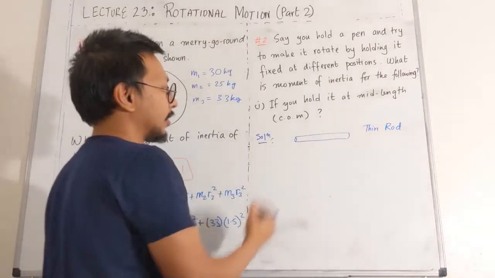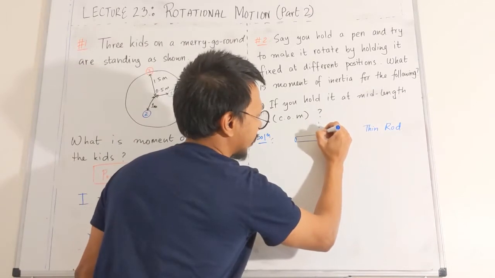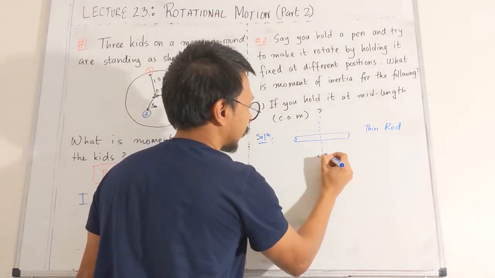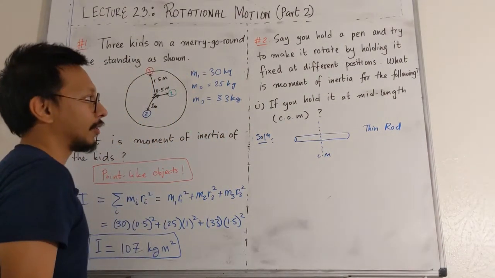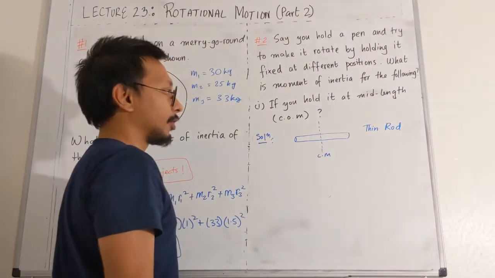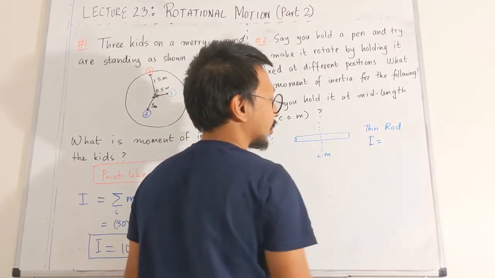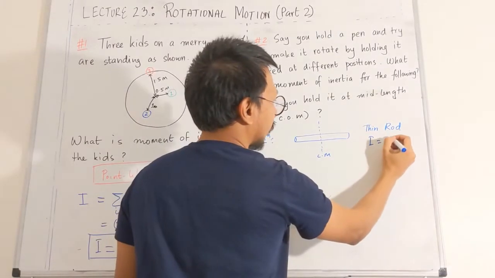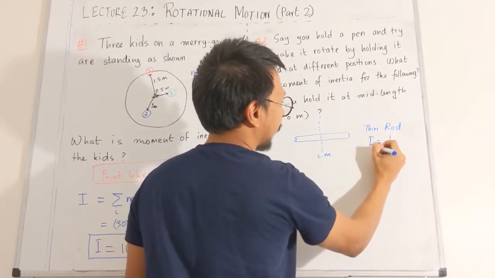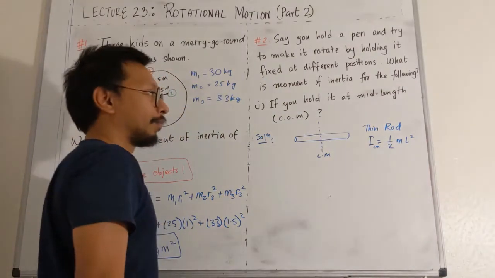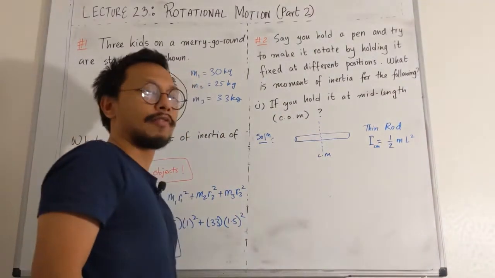Okay? If we model it as a thin rod and we fix our axis of rotation at the center of mass, okay, this is our axis of rotation. What is the moment of inertia for this pen? Thin rod has a moment of inertia given to us as 1/2 ml squared. This is directly collected from the table.